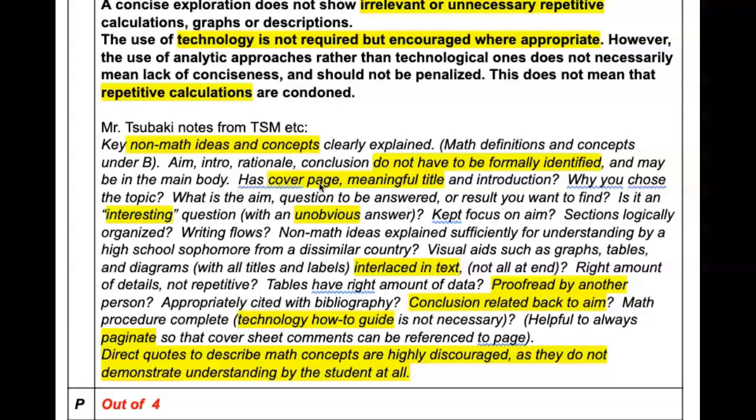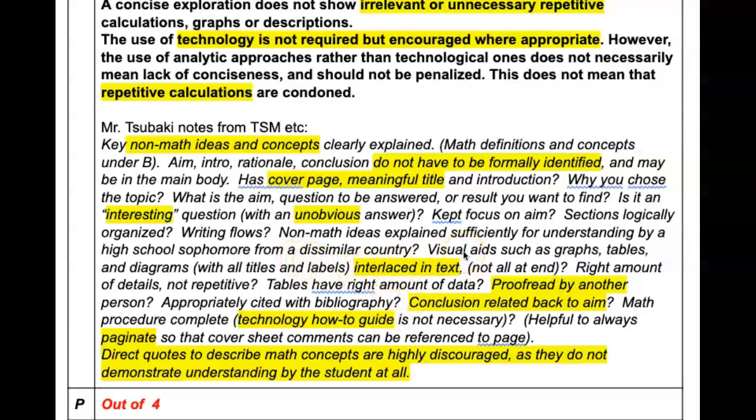Meaningful title: every year there's one person who puts Math IA as their title. Yeah, that's a big mistake. You should ask an interesting question, which means that it's not a question with a yes or no answer, like an extended essay question. Your Math IA should also ask an interesting question, or maybe it could be a yes or no answer, but it's not a question where everybody already knows the answer. If you know the answer, why are you even doing the Math IA about that? It's not interesting.